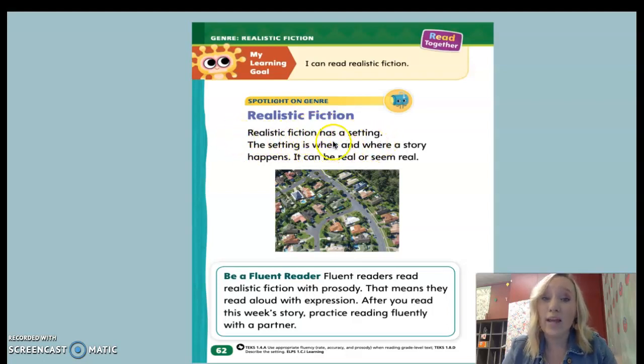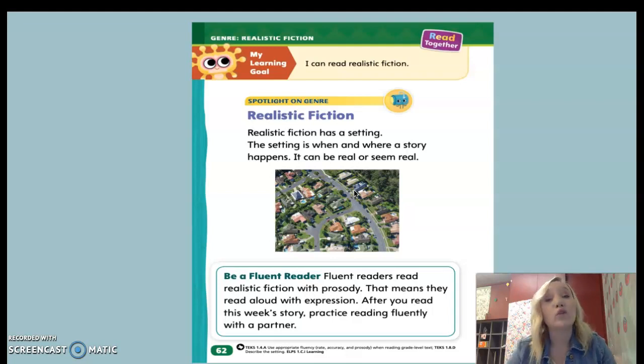The setting is when and where a story happens. It can be real or it can seem real. So, for example, looking at our picture right here, where do you think the setting is? It's when and where. So, what time of day do you think this is happening? Probably the middle of the day, or it could be the morning, but it's definitely during the day, right? Because there's daylight. So, that's when. And where? Where is the story happening? Yeah, probably in a neighborhood. I see houses, I see a street, I see all of the elements of a neighborhood. So we could say that the setting is happening during the daytime and it's in a neighborhood.